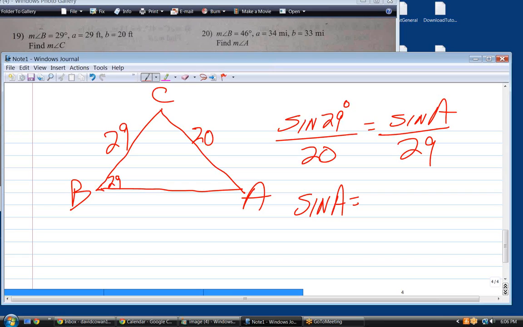Because I'm going to move them. What'd you get for sine A? One second. So I got 0.7029, but I have to find the inverse of that. That's the next step. Okay, so A is equal to what?